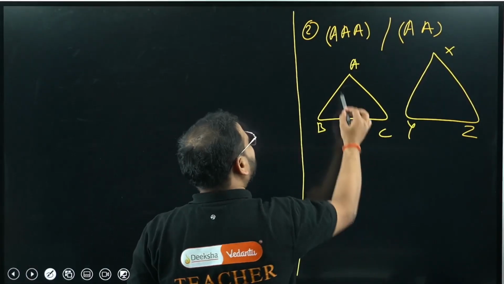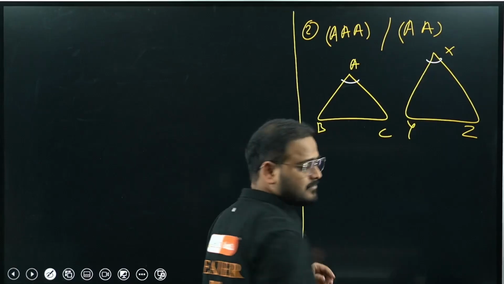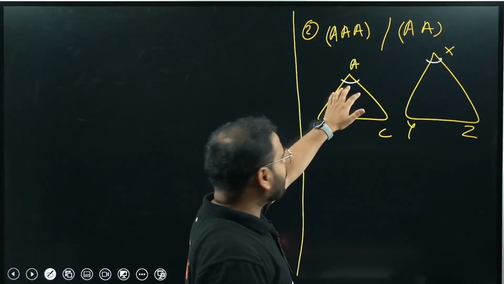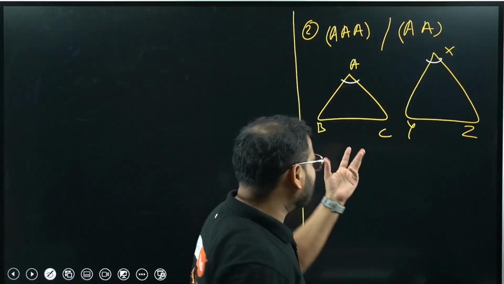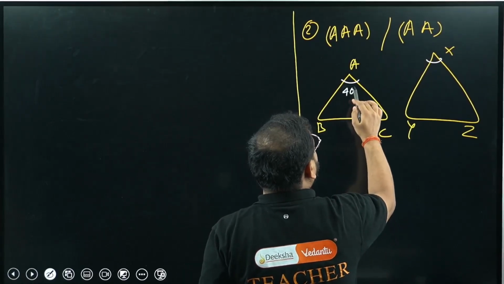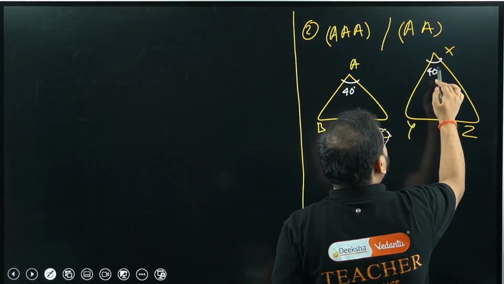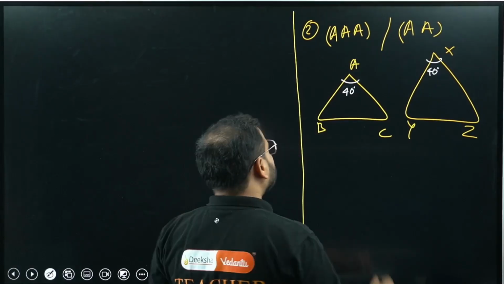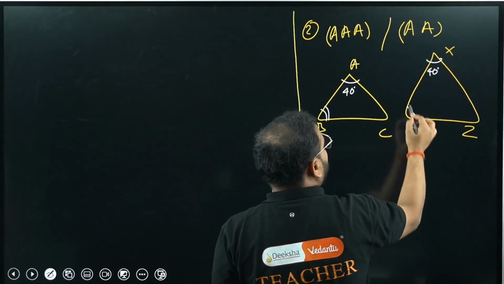If I say angle A is equal to angle X, what is the meaning of this? Measure of angle A is equal to measure of angle X. Let's give a number to make this easier for you. I'm going to give this to be 40 degrees. This means what? How much is this, sir? 40 degrees. Clear, right? Let's take this angle B to equal angle Y.